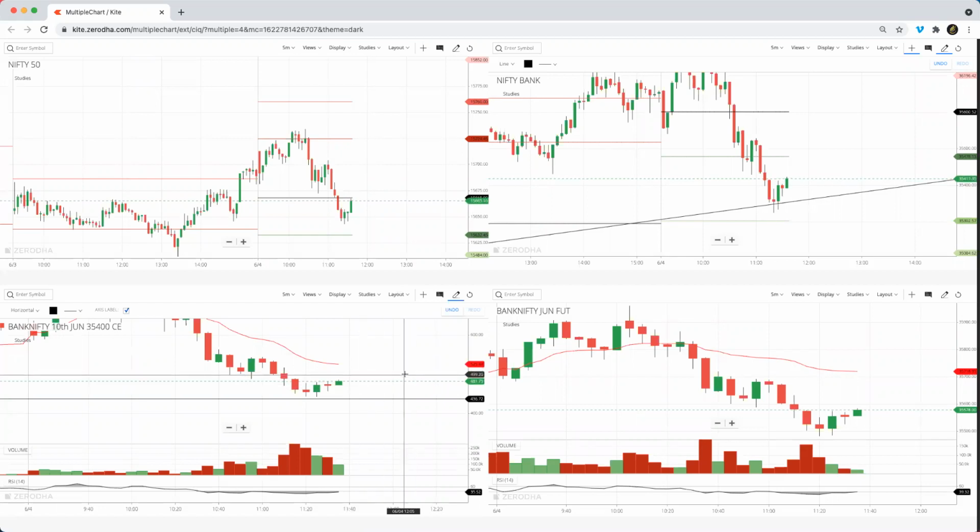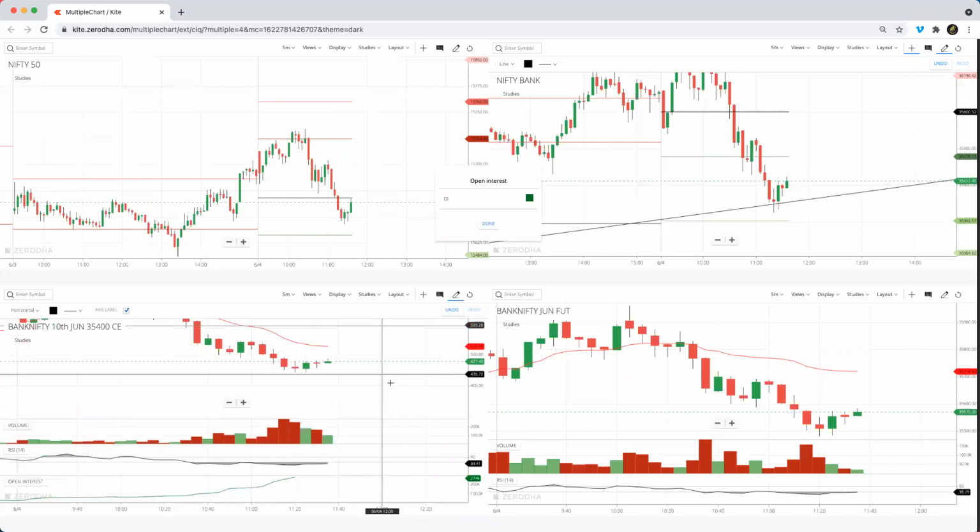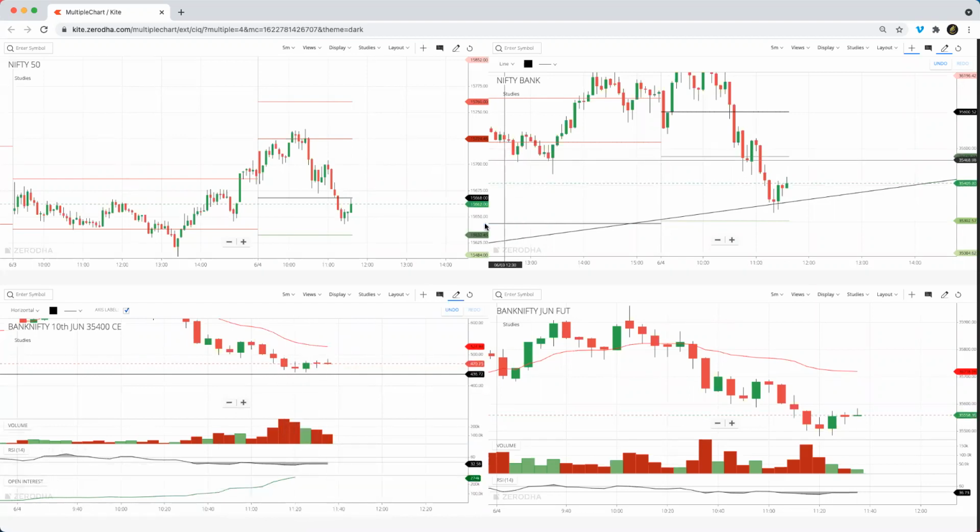Now, you want to have a look at the open interest? Okay, I'll show you how the open interest is changing. Just have a look at the open interest. Open interest is still rising, which means sellers have more strength, more hand in the market. Open interest rising means there could be more aggressive writing on the 35,400 call option, which means sellers would like the price to come down further. So that is what we interpret.